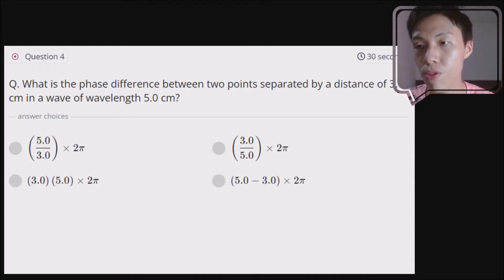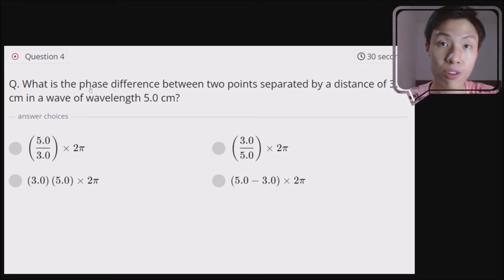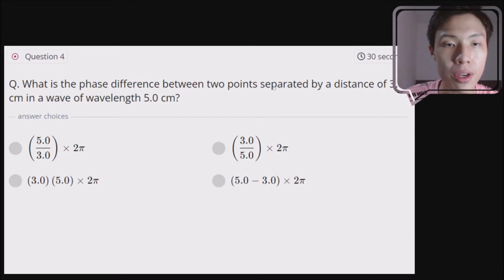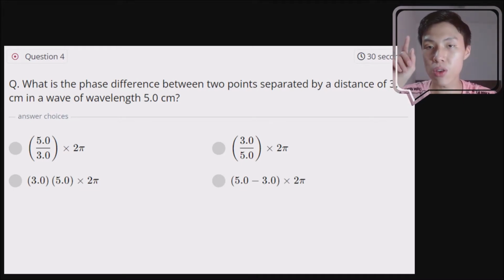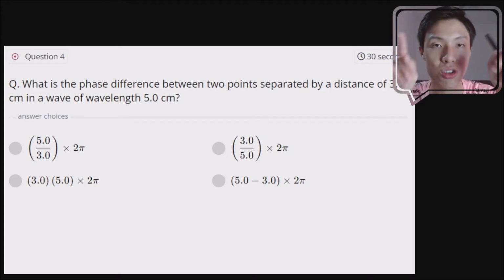So this is question 4 from the quiz. It says, what is the phase difference between two points separated by a distance of 3 cm, in a wave of wavelength 5 cm? So what it means is, if you have a wave of 5 cm and you are interested to find what is the phase difference between two different points that are separated by 3 cm.